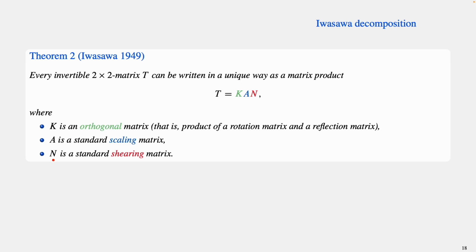Okay, so this theorem tells us that any invertible linear map is a composition of a rotation or reflection, a scaling, and a shearing. And that is a very interesting geometric interpretation of linear maps.